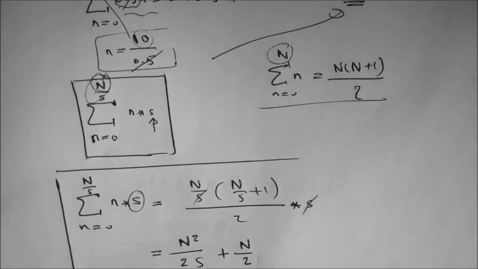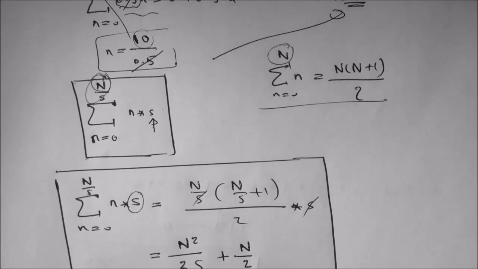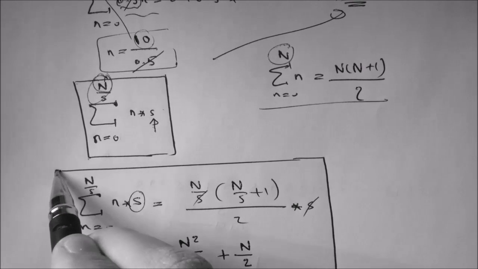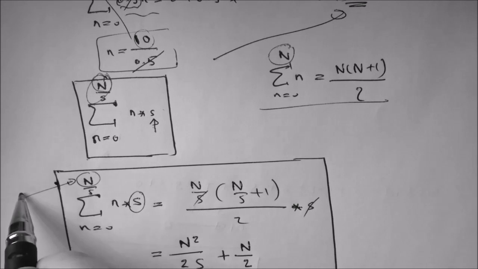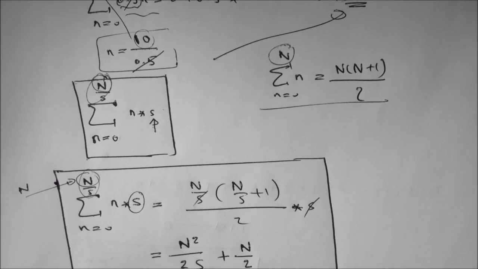Okay, so we have a formula for our problem. Don't forget that we want actually the sum until n. So the upper limit is effectively n, not n over s. You should keep this in mind.